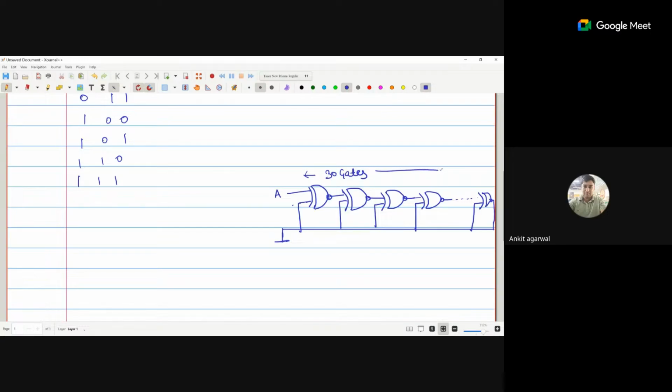If you have a 30 XOR gate, okay, so what is the output?